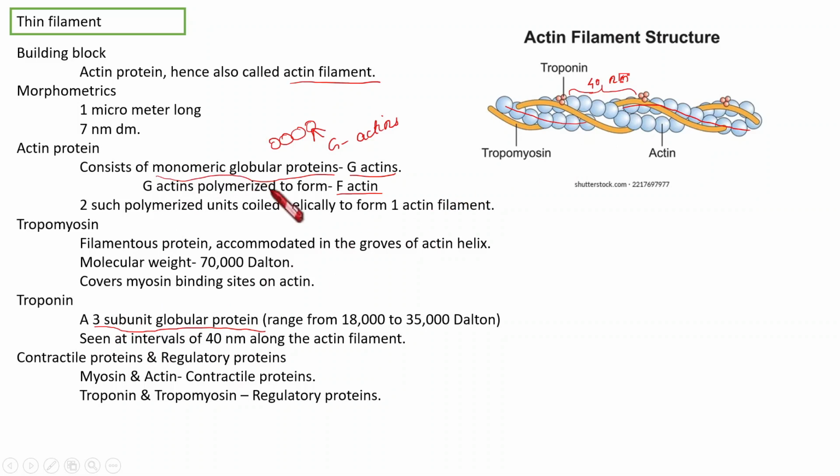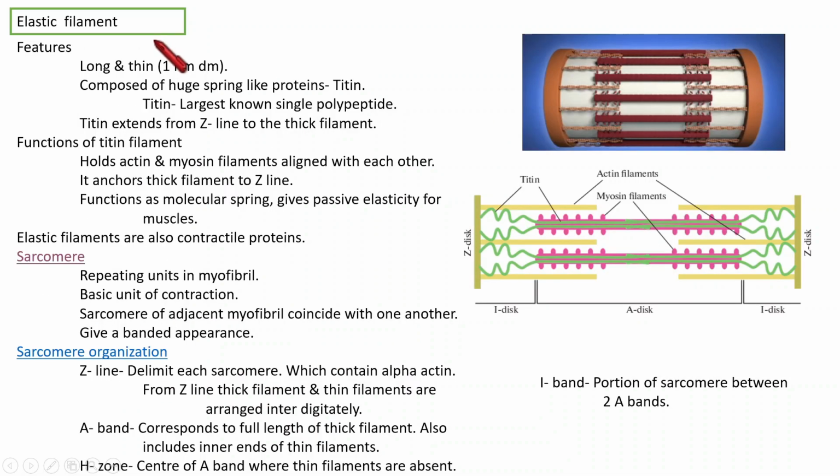Okay. Then as we consider thick and thin filaments, which are the contractile proteins and which are the regulatory proteins? Let's see. Myosin and actin. Myosin means thick filament, actin means thin filament. They constitute the contractile proteins. While troponin and tropomyosin are the regulatory proteins. They are the securities. The next myofilament that we are going to see is the elastic filament.